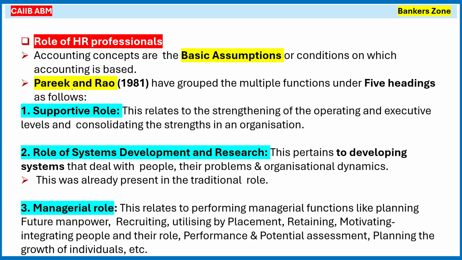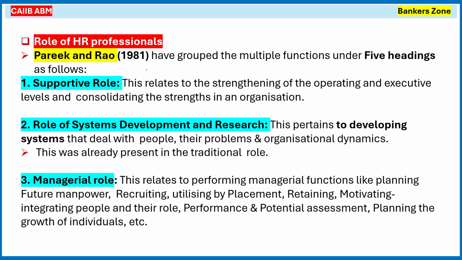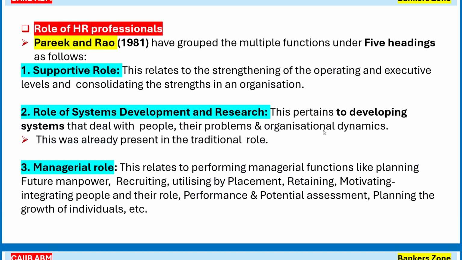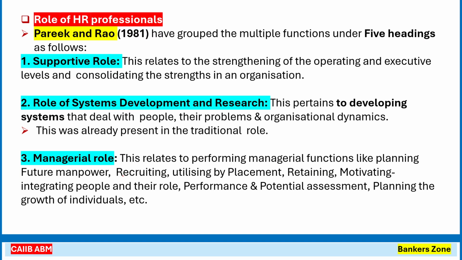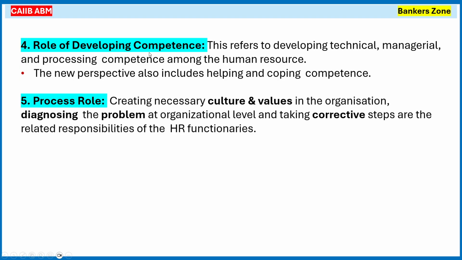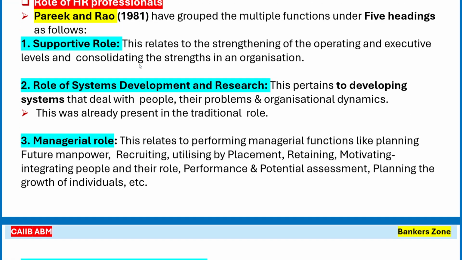Now see, role of HR professional. Parikh and Rao in 1981 grouped the multiple functions of HR under 5 headings. That means they have segregated the role of HR into 5 segments. So who have segregated the role? Simply remember Parikh and Rao. What are those roles? The supportive role, the developmental role, the managerial role, the role of developing competence and the process. One by one we will see.